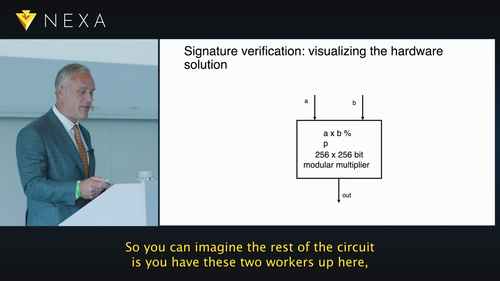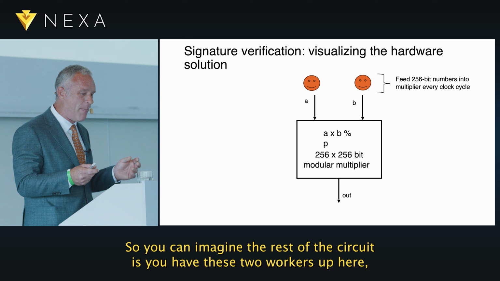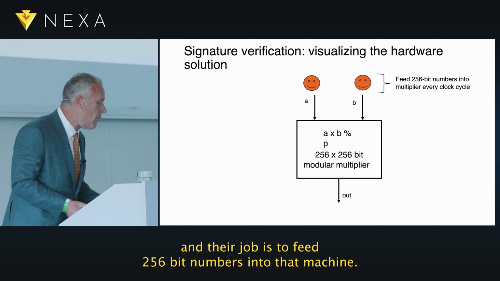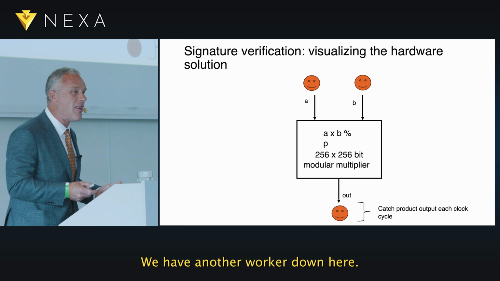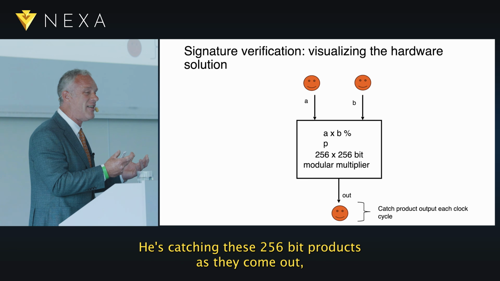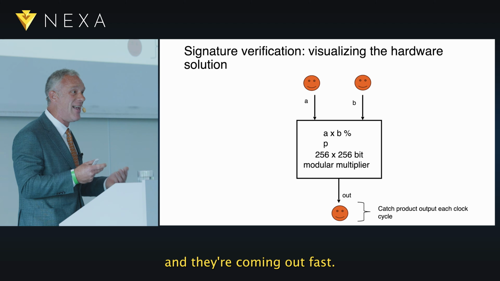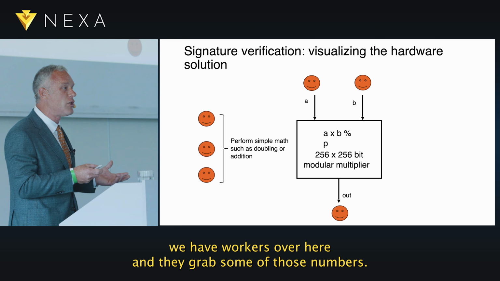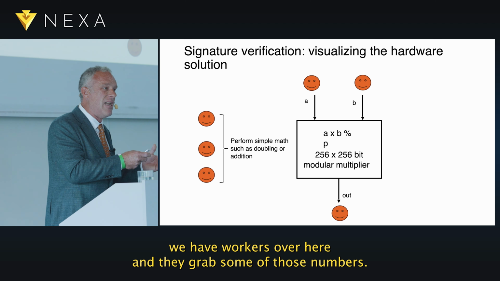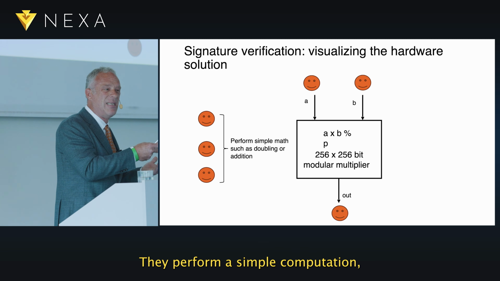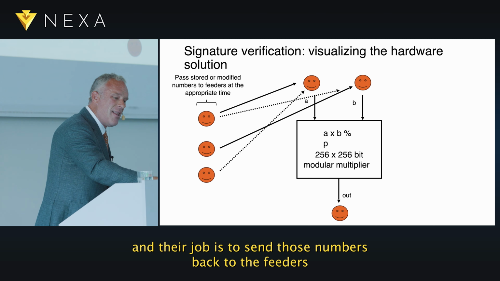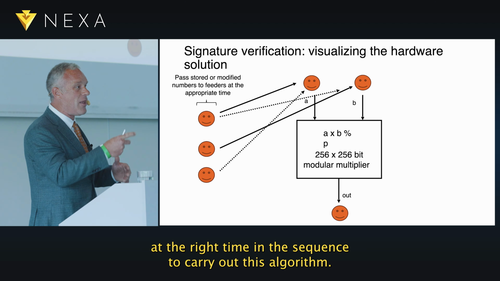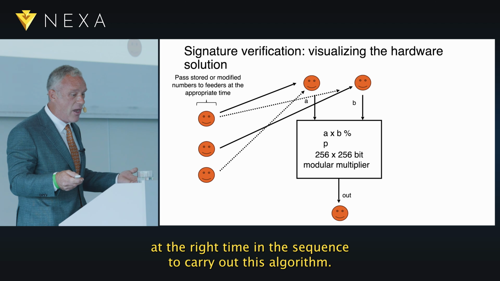So you can imagine the rest of the circuit is you have these two workers up here, and their job is to feed 256-bit numbers into that machine every clock cycle. We have another worker down here. He's catching these 256-bit products as they come out, and they're coming out fast, like every nanosecond. We have workers over here, and they grab some of those numbers. They might double some, they might add some. They perform a simple computation, and their job is to send those numbers back to the feeders at the right time in the sequence to carry out this algorithm.